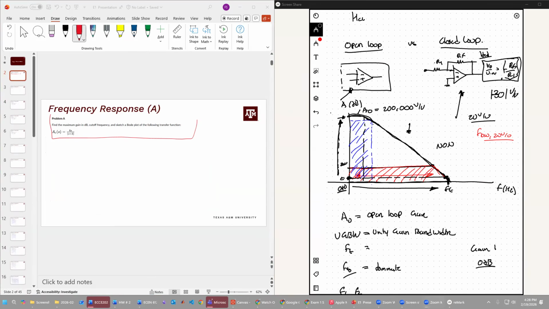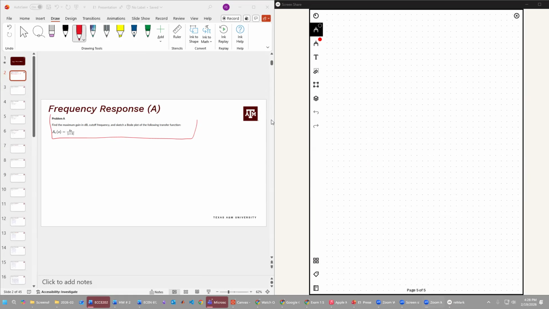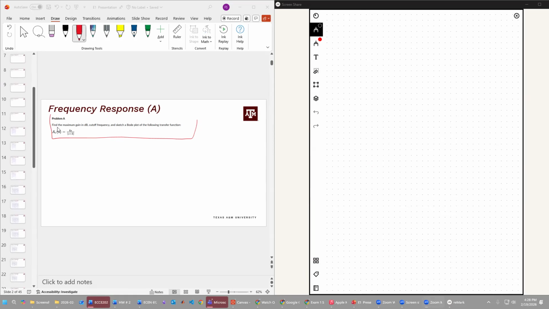Okay. Does anyone want me to go through a different problem? If not, I'm more than willing to go through this problem. I wanted to go through a harder frequency response problem. I felt this was not too bad, but I don't mind going over it.